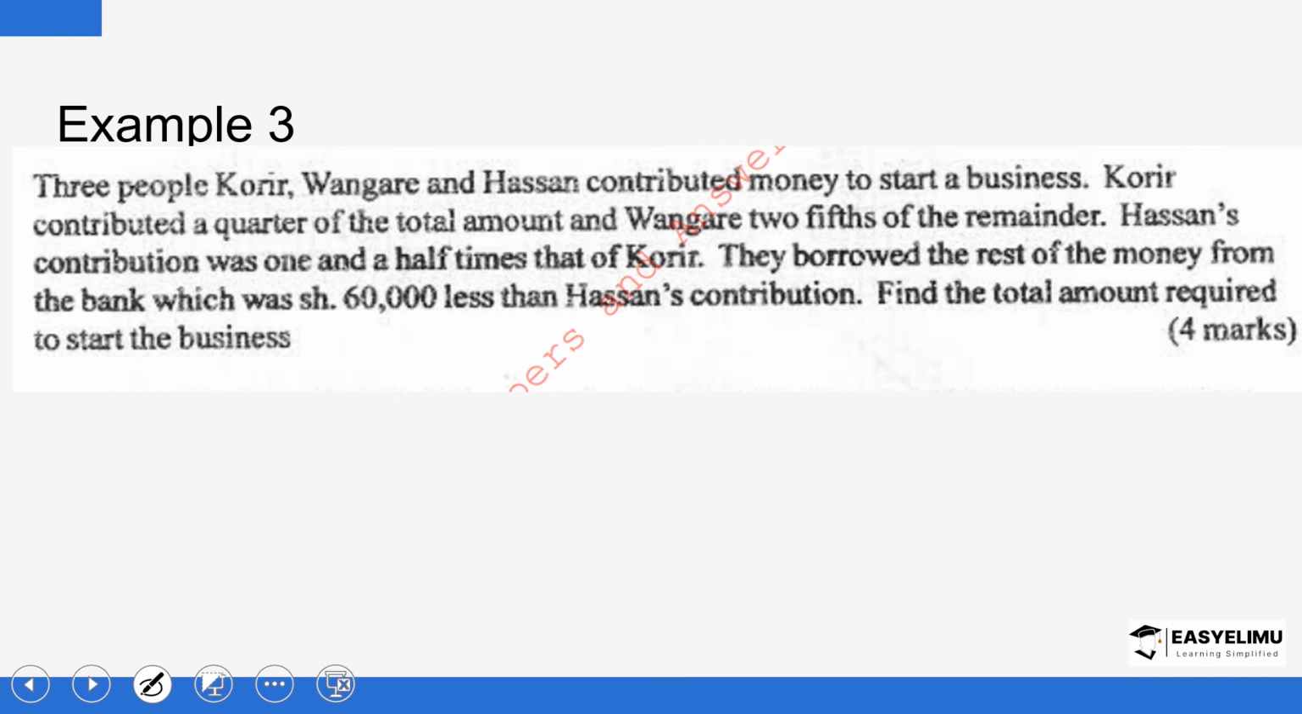We have the last example, example number 3. So the procedure is still the same. So we have 3 people, Korir, Wangare, and Hassan, contributing money to start a business. Korir is contributing a quarter of the total amount. So again, you list. So we have Korir, who is contributing a quarter of the total amount. And then we have Wangare. So Wangare here.